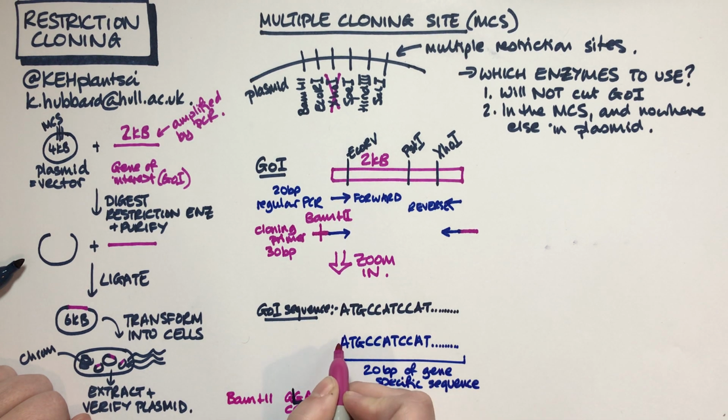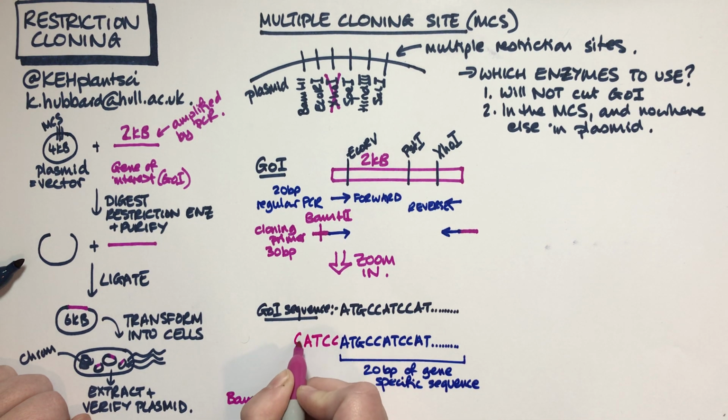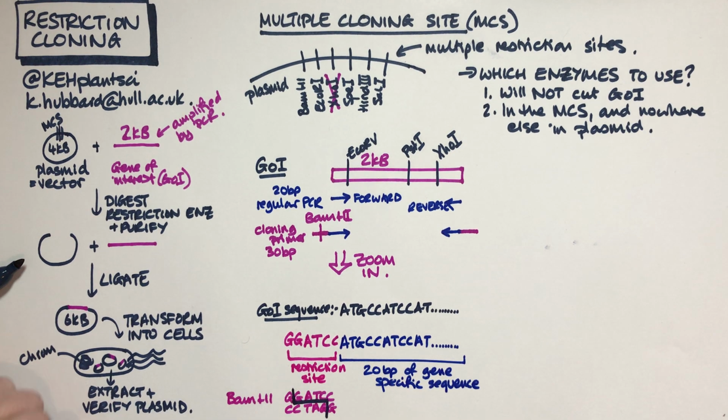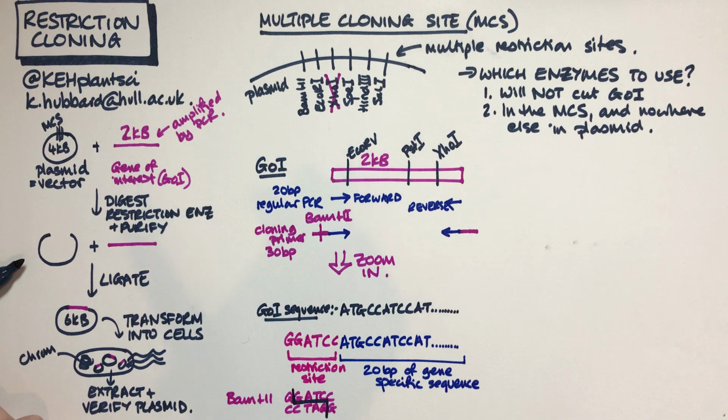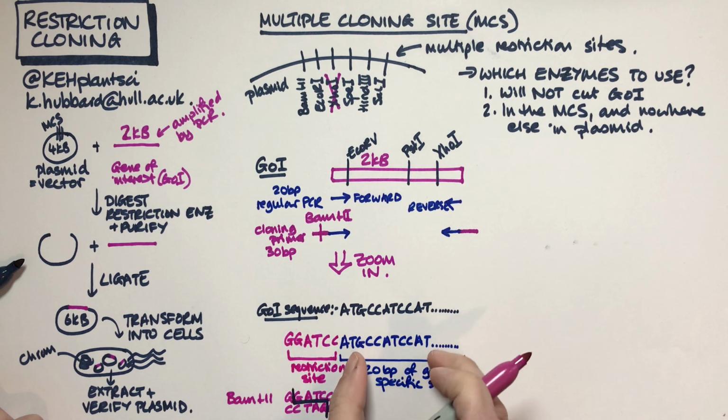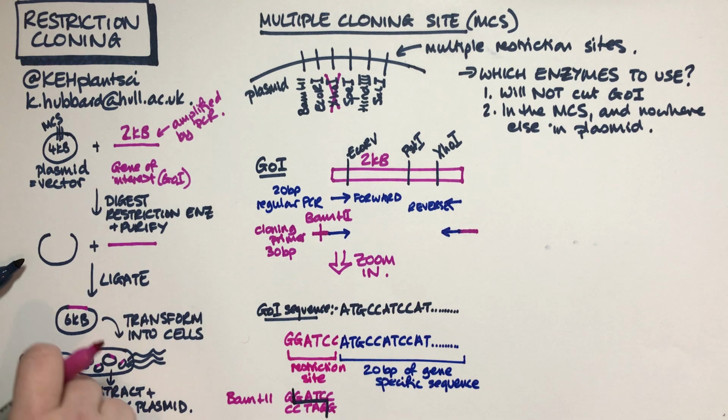Okay, so I'm going to add it on. So I've got C, C, T, A, G, G. Okay, so I've got my restriction site. So I've artificially added that to the beginning. Okay, so this won't hybridize with the gene sequence. It will just sort of flap around a bit, but that's absolutely okay. This bit will bind to the gene of interest. This bit will kind of flap around a bit.